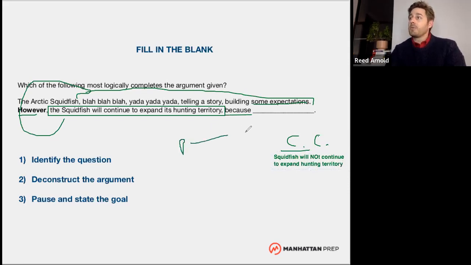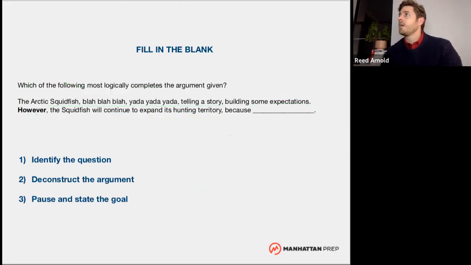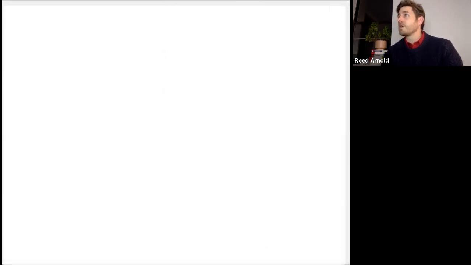And the reason some people think that apparently is all that blah, blah, yada, yada, telling a story. That whole first half of this argument is, even if it's not explicit yet, even if it's not clear, going to build an expectation that, you know what, this squidfish is not going to continue expanding its hunting territory. And then we drop in that however, and the author says, actually, yes, it will. And we're going to strengthen the author's point of view. But here's the thing, in terms of the GMAT, what does it mean to strengthen an argument? Because it's actually very, very precise.